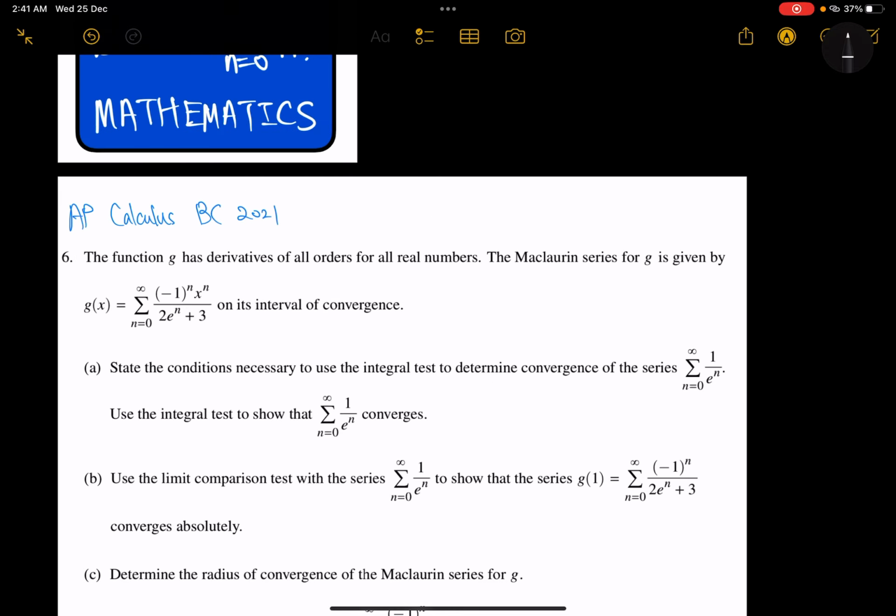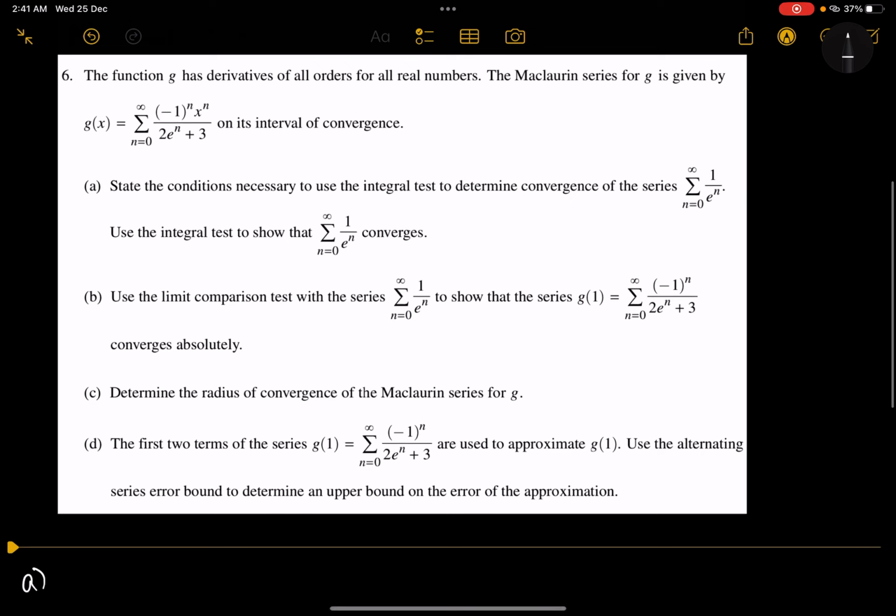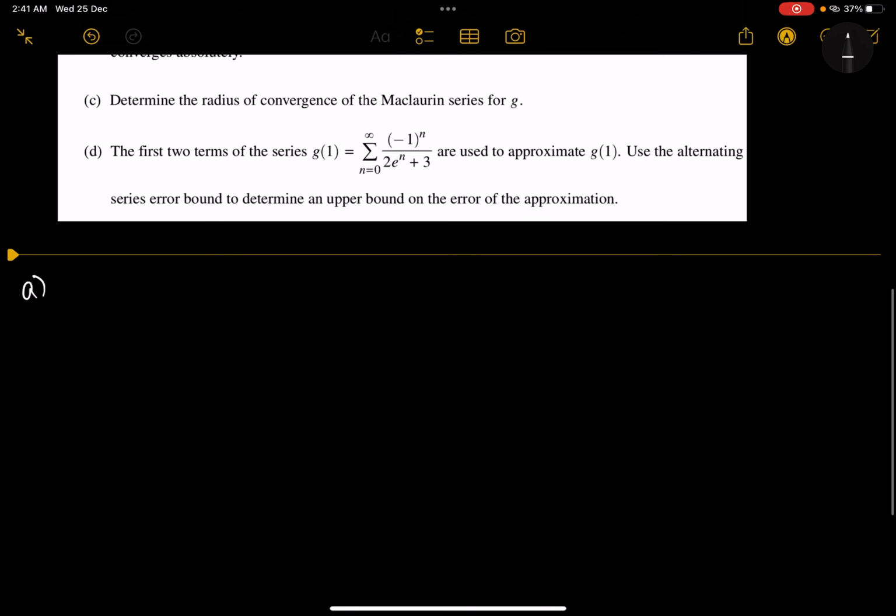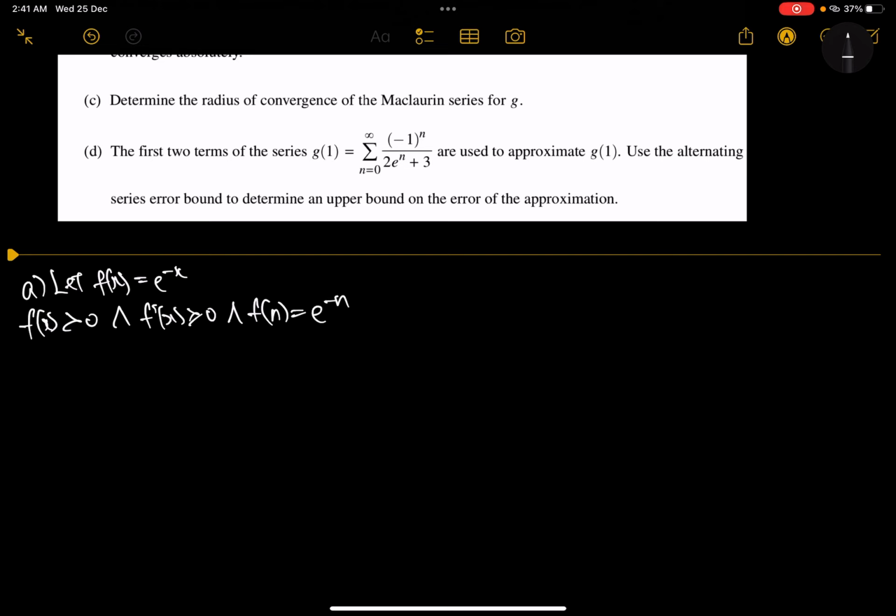In part A, we need the integral test and to state the conditions. So let's quickly do that. f(x) is greater than 0, f'(x) is greater than or equal to 0, and f(n) is equal to a_n, which implies we can use the integral test.